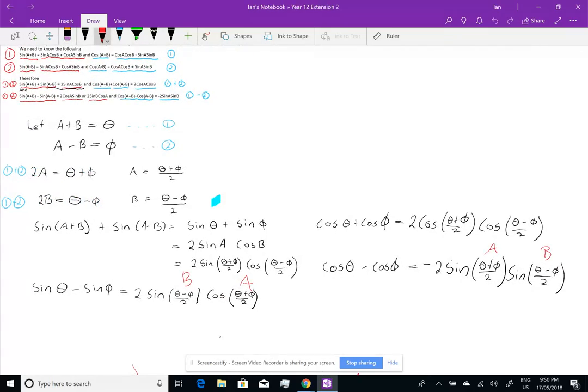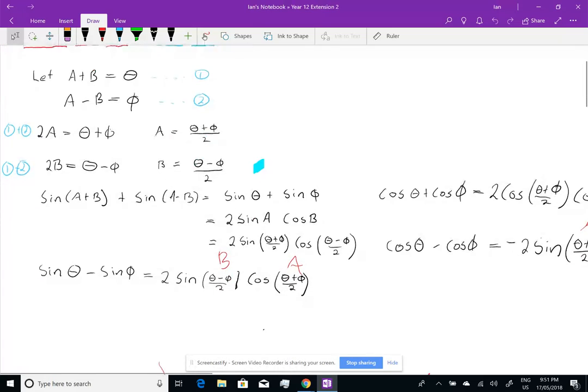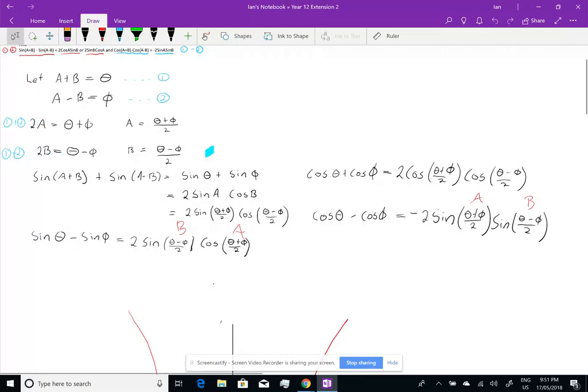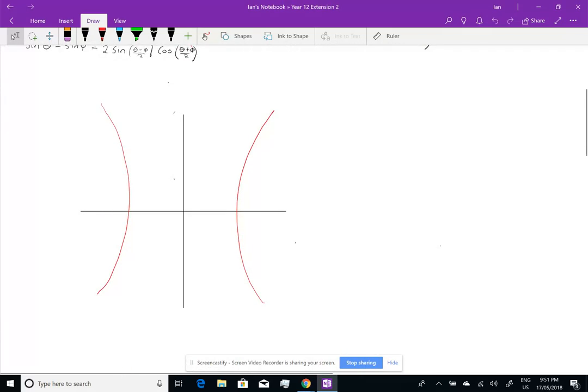They're not too hard. All these ones that have been typed and underlined in red and blue are standard from our reference sheet, and then we just use those equations that we've got there and we add and subtract them, and we get these ones down here. Okay, so let's have a look at the hyperbola and see what we're actually talking about. So here's a standard hyperbola.